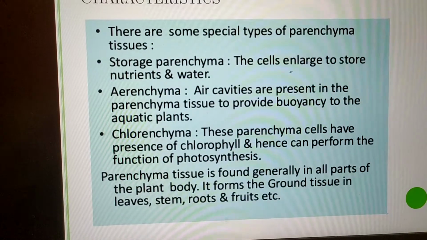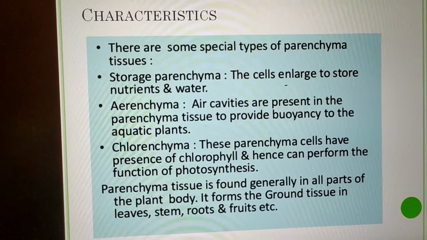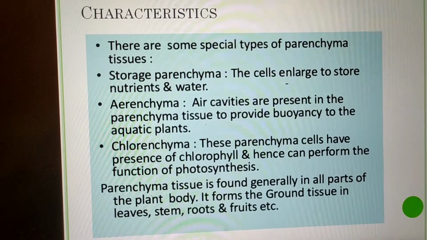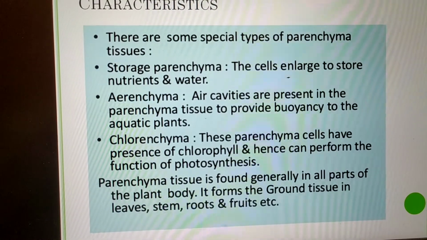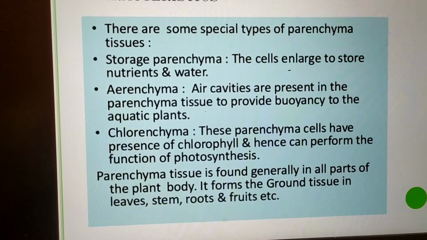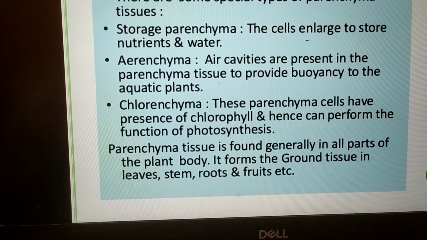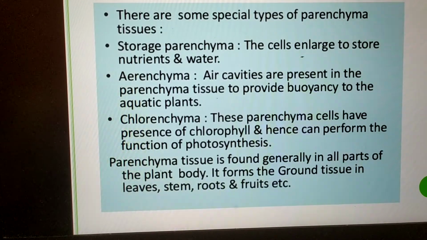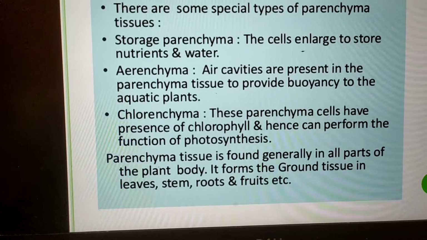Coming to the characteristics of parenchyma, there are some special types of parenchyma tissue. Storage parenchyma: the cells enlarge to store nutrients and water. Aerenchyma: air cavities are present in the parenchyma tissue to provide buoyancy in aquatic plants such as hydrophytes, the plants which float on the water surface. Chlorenchyma: these parenchyma cells have chlorophyll and hence can perform photosynthesis.